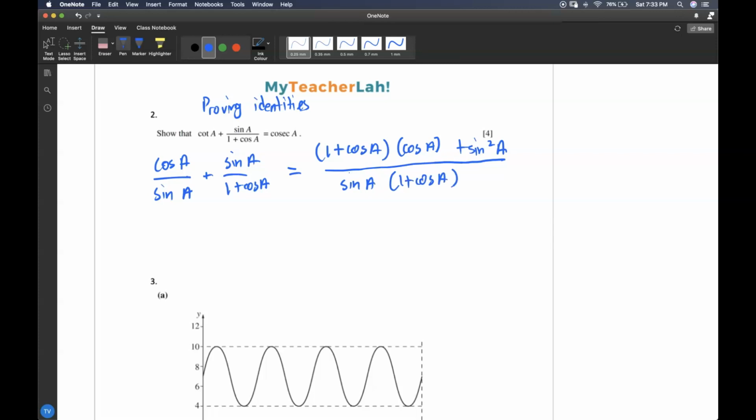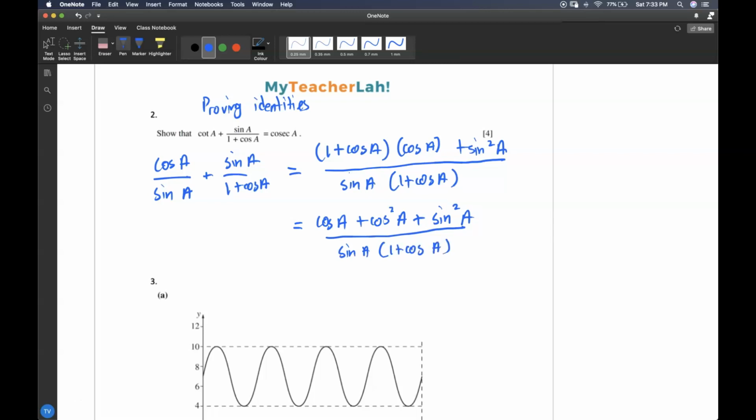Now notice that on the bottom side, I'm not multiplying in as well. So just leave it first. Now I'm going to simplify the top, but the bottom, I'm just going to leave it like that. Okay, so let's continue. When I expand this and simplify, I'm going to get cos A plus cos square A plus sine square A. And again, I'm just going to leave the bottom just like that.